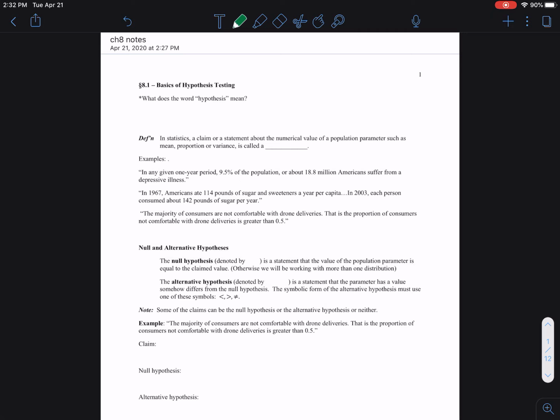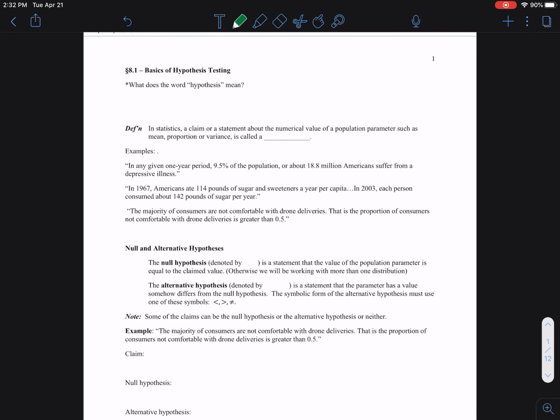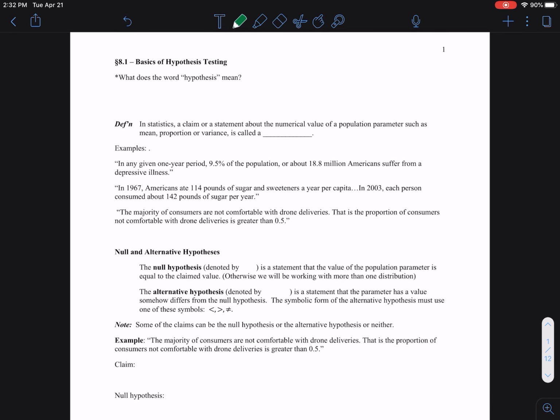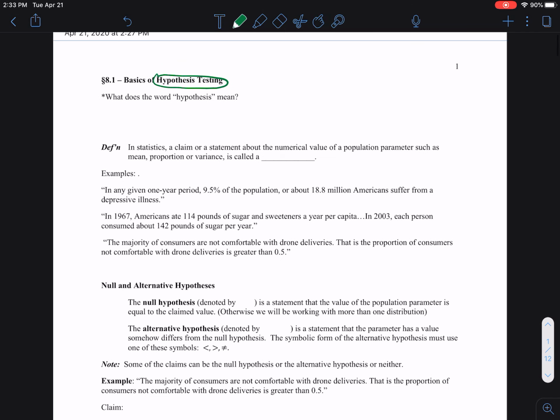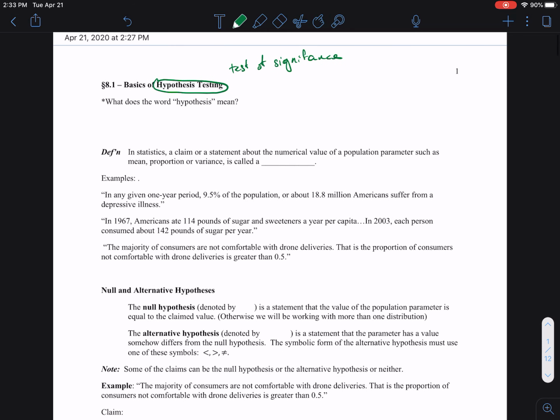Alright guys, so in this video we're going to introduce the basic concept of hypothesis testing. The title for 8.1 is Basics of Hypothesis Testing. Another way of looking at this is that it's just another type of test of significance, and in the next video we'll discuss this more.